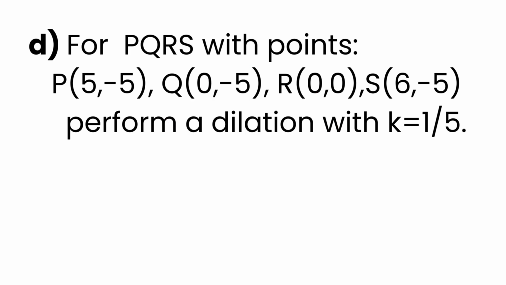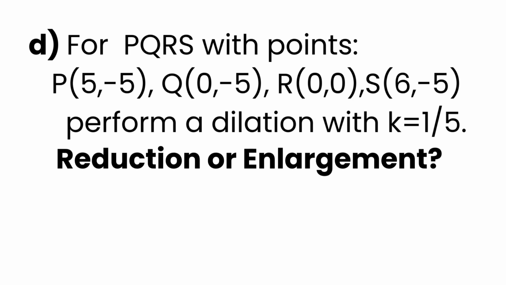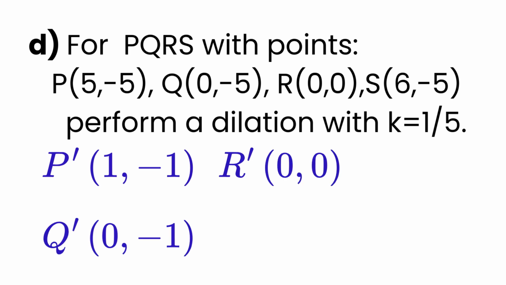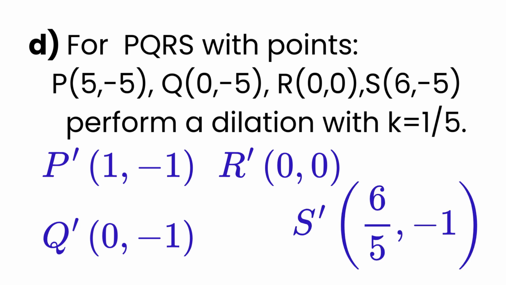Okay, I hope you're ready to check your answers. Let's see how you did. First, you needed to determine if it was a reduction or an enlargement. Remember, this means you look at the scale factor and determine if it's less than 1 or greater than 1. So what did you get for this question? You should have gotten that it was a reduction because 1/5 is less than 1. Now we need to see what our image points are going to be, and this time we'll have 4 of them. P prime was the point (1, -1), Q prime was (0, -1), R prime was (0, 0), and S prime was (6/5, -1). Did you get those correct?